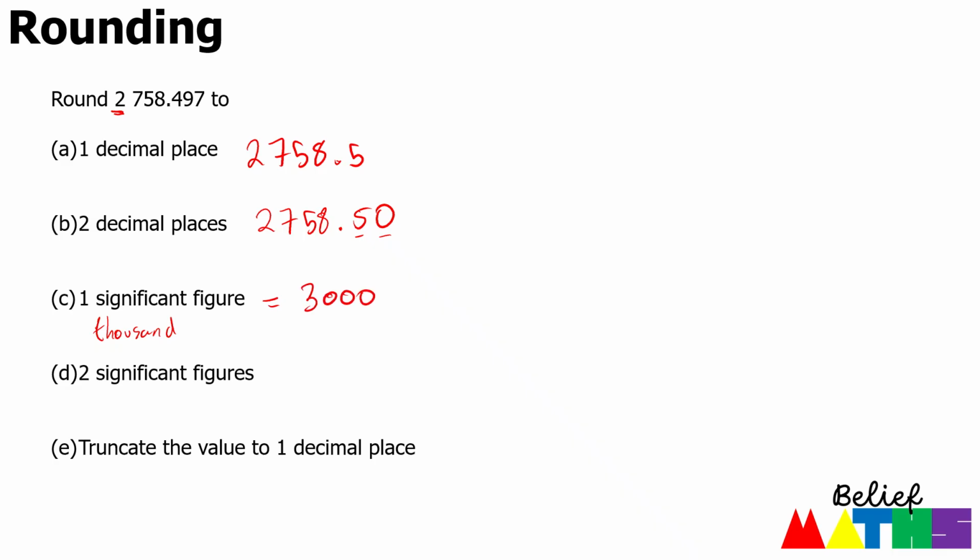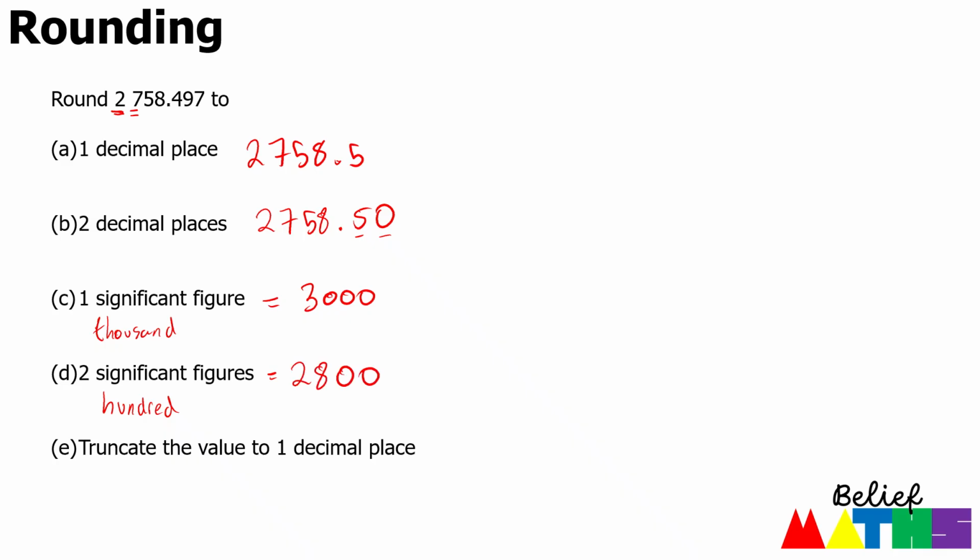Question D says two significant figures. So again, we go 1, 2. So our first digit, our second digit, and again, they have to be consecutive. Even if this 7 was a 0, that would be our second significant figure. And again, our 7 is in the second position, and that's in the hundreds. So we're actually rounding to the nearest hundred, which in this case is 2,800, because the 5 will round the 7 up.